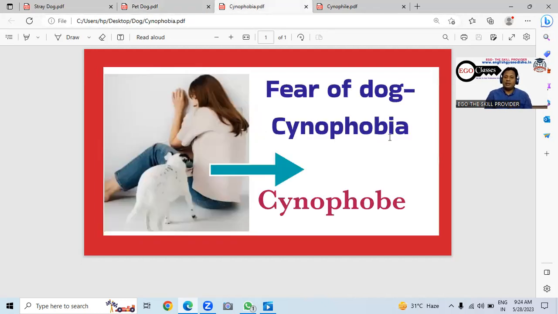And the next one is called cynophobia. So what do you mean by cynophobia? It is a fear of dogs. I have seen a lot of my friends who are absolutely afraid of dogs, and that is called cynophobia. The phenomenon is called cynophobia, and the person who is really afraid of dogs is called a cynophobe.